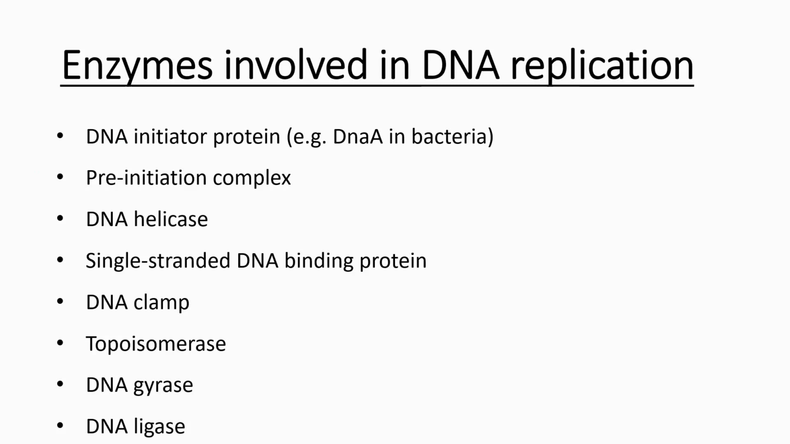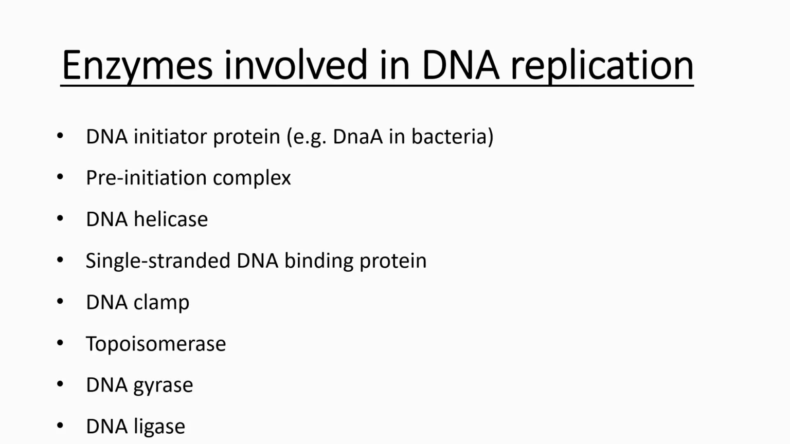The first protein that binds to the DNA, the double-stranded DNA, is called the DNA initiator protein. It binds to a region of DNA called the origin of replication. That is a site on the DNA from which replication starts. In bacteria, an example of the DNA initiator protein is DNA-A. After this protein binds, it can help other proteins to bind. The next protein to bind is a large complex called the pre-initiation complex. It contains many different polypeptides.